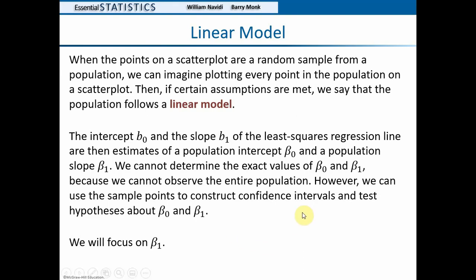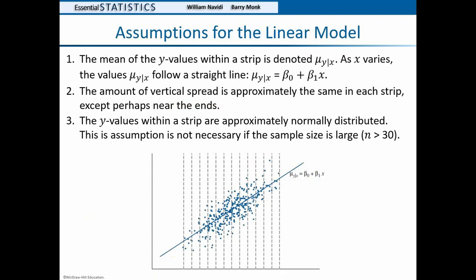So we cannot determine the exact values of beta 0 and beta 1 because we cannot observe the entire population. However, we can use the sample points to construct confidence intervals and test hypotheses about beta 0 and beta 1. Here we're just going to focus on beta 1, the slope. Okay. So for beta 1, we can make statements about it and then test it using hypothesis testing. And then we can also use our sample values to construct confidence intervals for the population parameter beta 1, the slope if we had all of the population values.